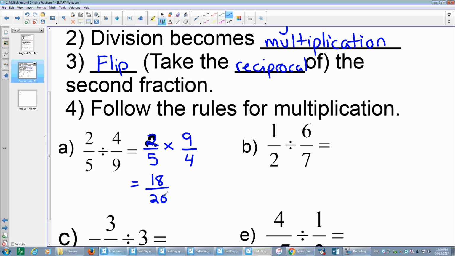My next step again is I'm going to reduce my fraction into lowest terms. So I'm going to find the highest number that can be divided into both 18 and 20. And that number is 2. So I'm going to divide both the numerator and the denominator by 2. 18 divided by 2 gives me 9, over 20 divided by 2 gives me 10. So my final answer for this is 9 over 10. So you always, always, always want to reduce fractions when possible.